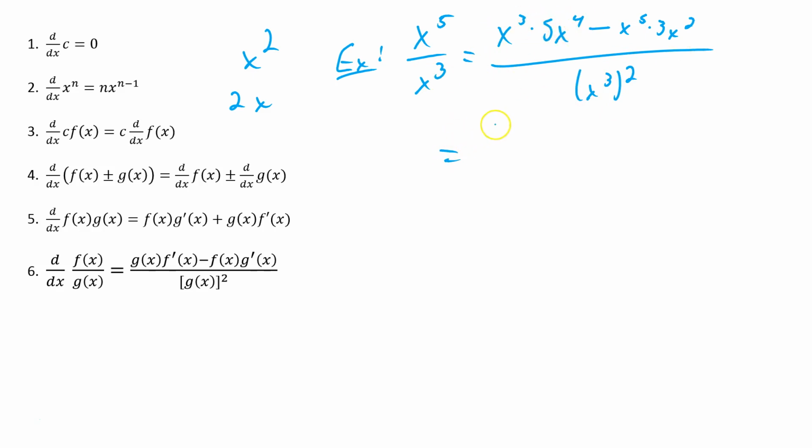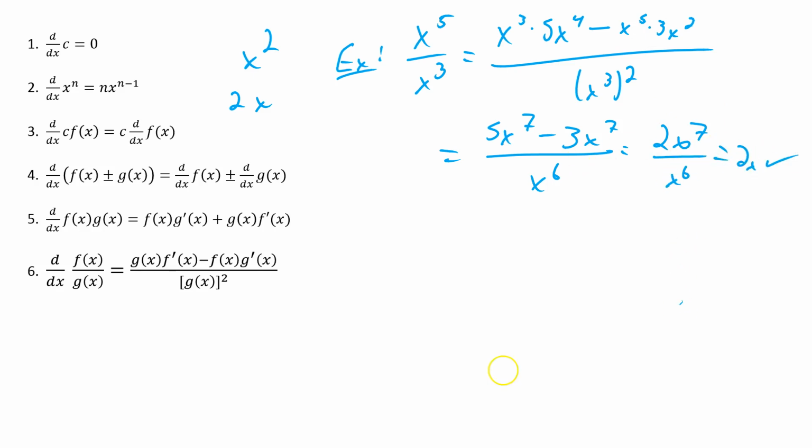That's 5x to the seventh minus 3x to the seventh divided by x to the sixth, which is 2x to the seventh, divided by x to the sixth, which is indeed 2x. So it works out. So there's a way to remember this one too, kind of like the foggy Goffey, except this one is much more widely known.